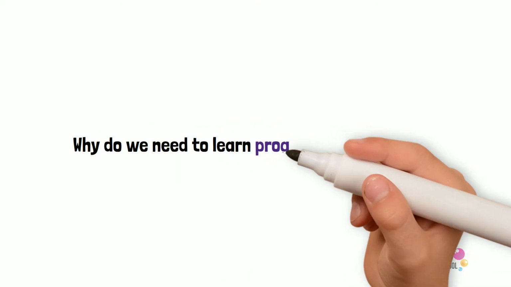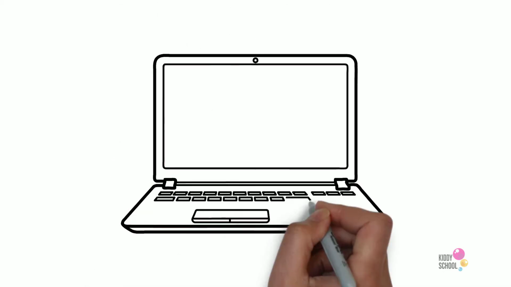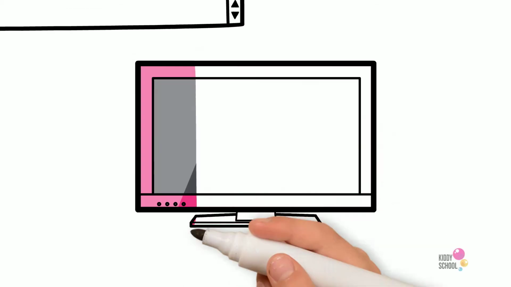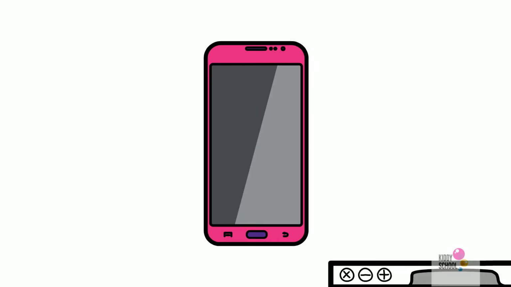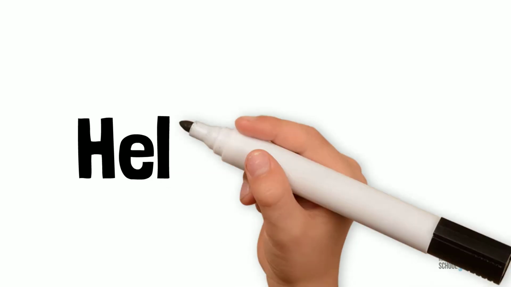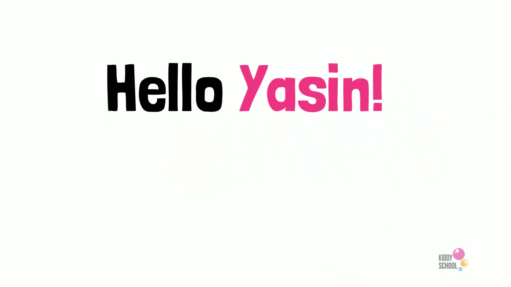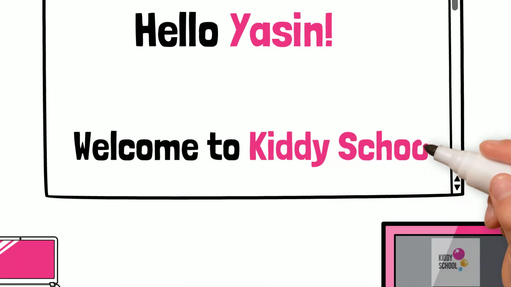Why do we need to learn programming language? Let's take an example of a screen, a normal screen. Maybe your computer's screen or your tablet screen or your TV screen, or let it be your mobile screen. Let's say we want to display something or write a name or maybe a text.